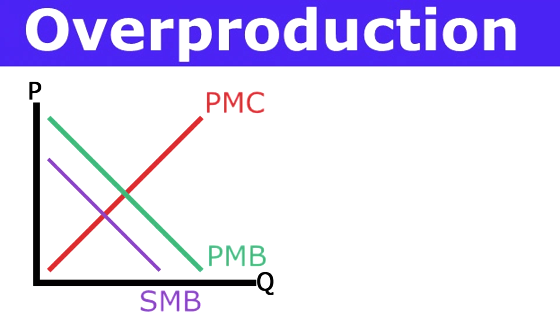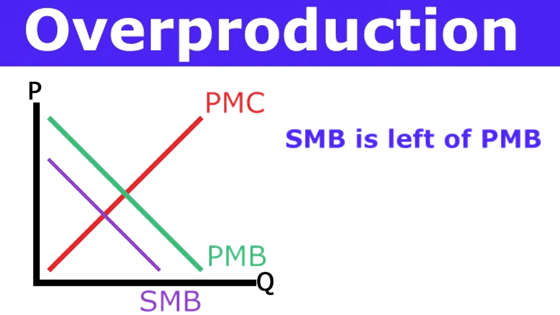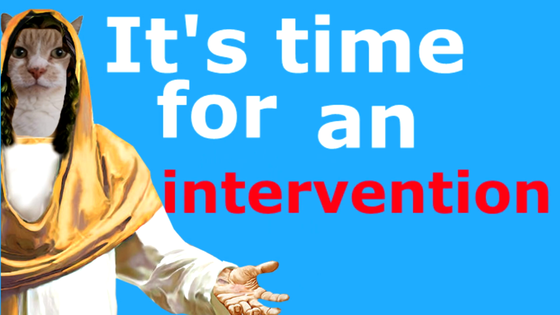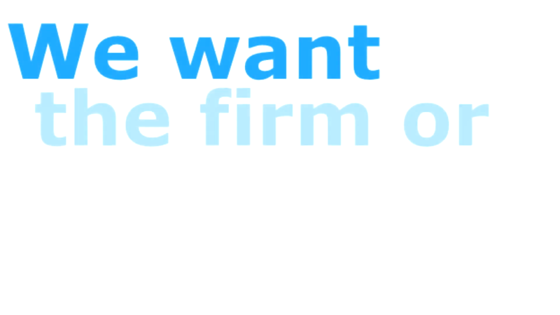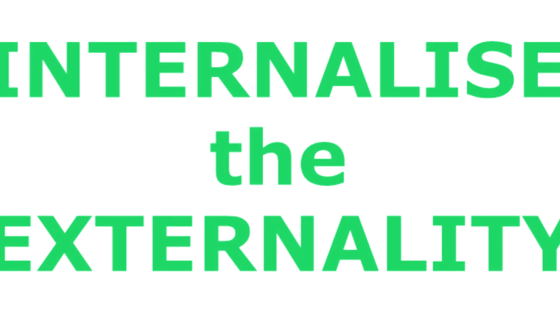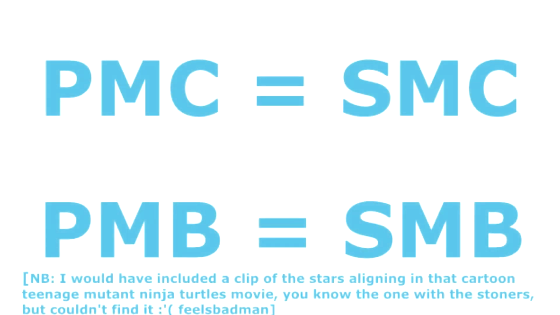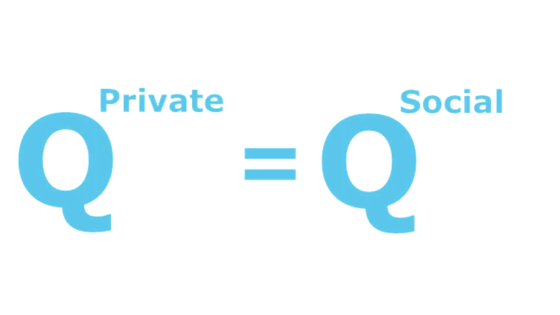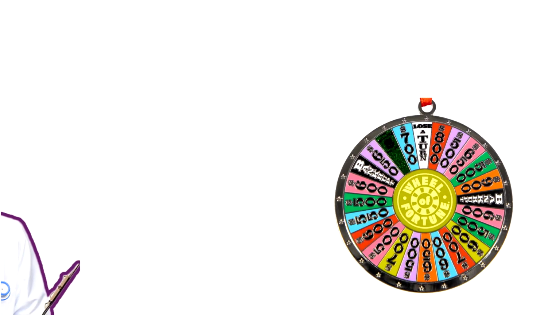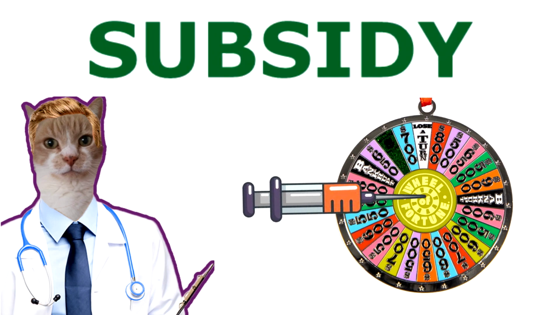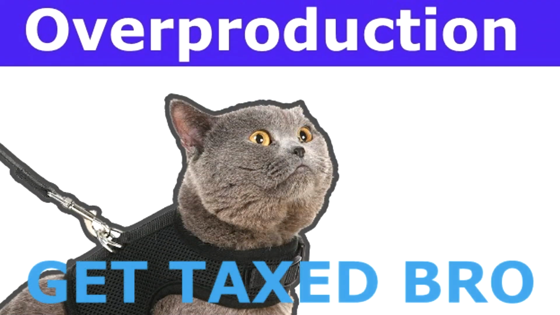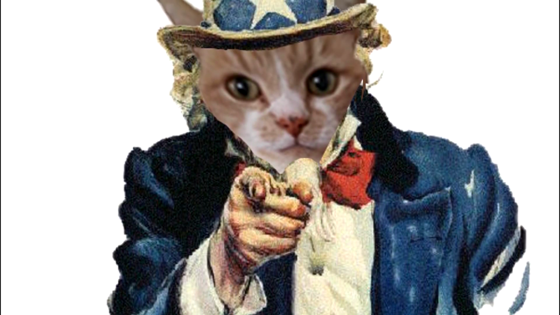We could also have a case where social marginal benefit is to the left of private marginal benefit, which is also a negative externality. Now, we may want to intervene to return the market outcome to the social optimum. The notion is that we want the firm or consumer to internalize the externality, i.e. make the private curves align with the social curves, or more simply, the private outcome align with the social outcome. For instance, we could consider a subsidy on vaccinations to increase the market quantity, or we could consider a tax on pollution to decrease the market quantity. There are a load of ways that this can be done, and it's a useful exercise to brainstorm them.